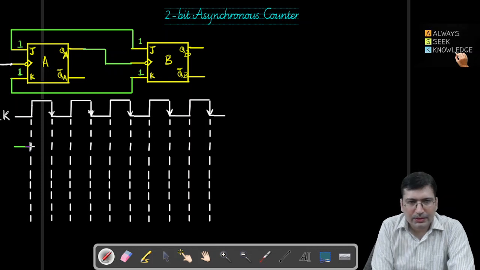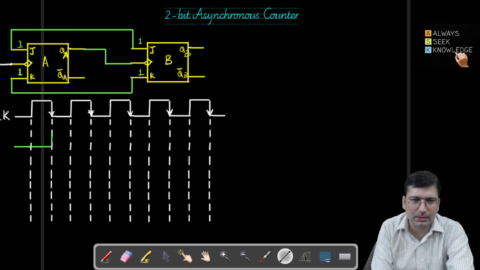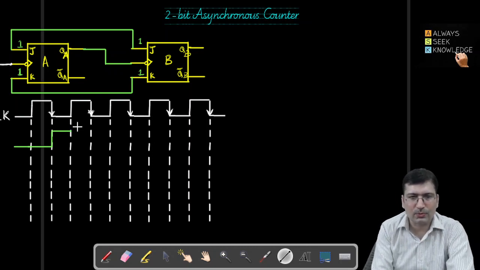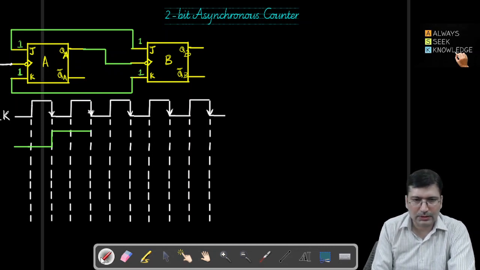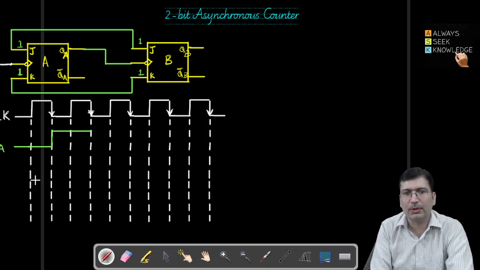So if it is 0 initially, the state will not toggle, it will be 0 only till the negative edge is encountered. Once the negative edge is encountered, this will be converted to high. Now this is high, and it will be high until the next negative edge is encountered. So this is high till this. Now again this, so this is representing QA, the timing diagram of the QA pulse.